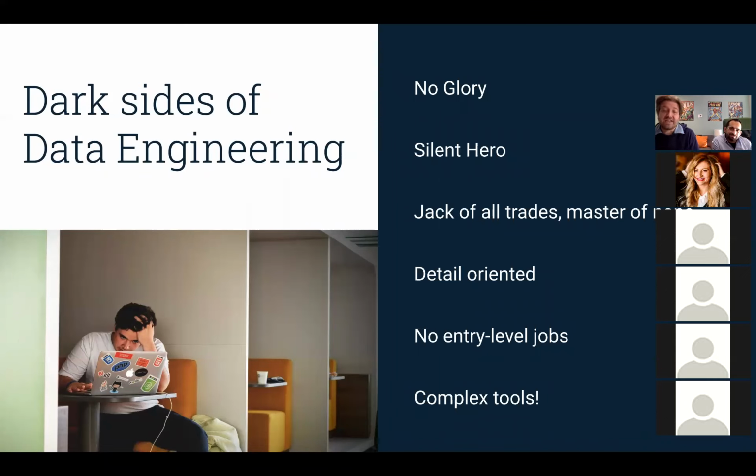Everybody's heard of data science. There's been a lot of press in the last few years about data scientists, and that's been a very visible role. It's not to say that data engineers are more or less important, but that role is also extremely important. It's just one that you don't hear a lot about.